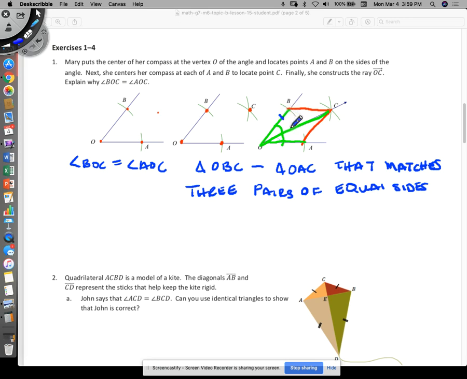I have this one matches this one matches this one, and then my common side in the middle. So my 3 pairs of equal sides, period. So therefore, the triangles are identical. And if all the sides have a match, then the triangle is identical. All right, let's look at number 2.